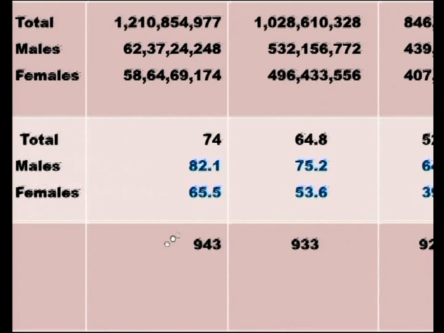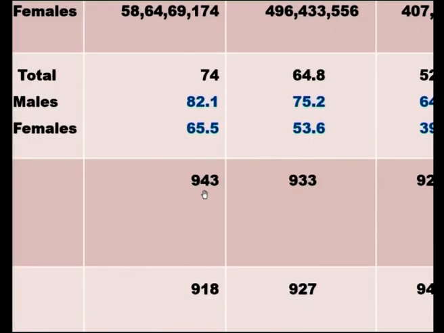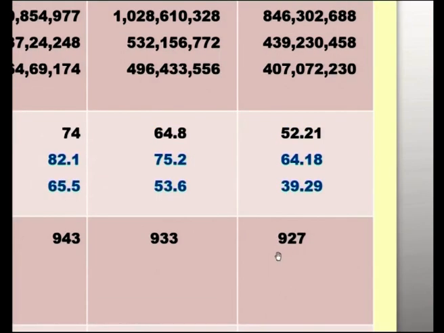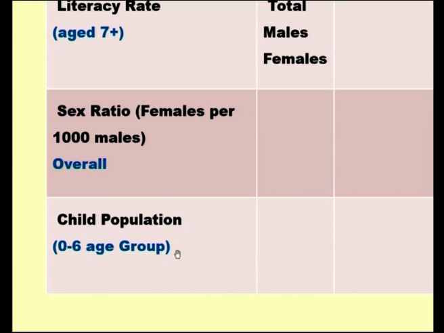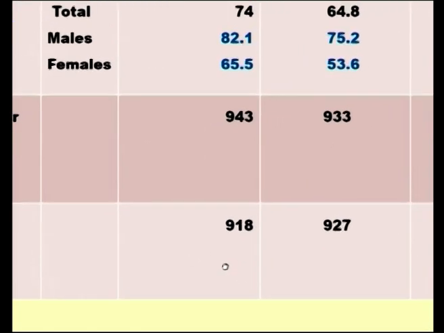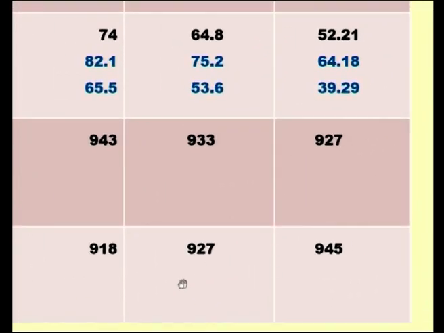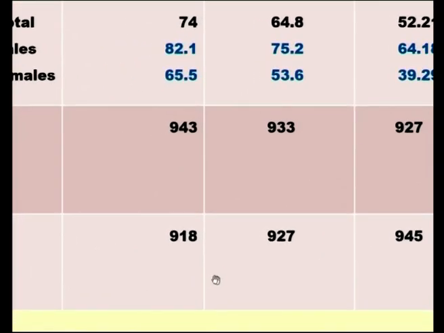Next, you can see the sex ratio, females per 1000 males. There are 943 females over 1000 males. Similarly, 933 females over 1000 males, and this is 927 females over 1000 males. Okay. Next is the child population, 0 to 6 age group. You can see the child sex ratio in 2011 is 918, and this is 927 and 945. Slowly the child population is going down.